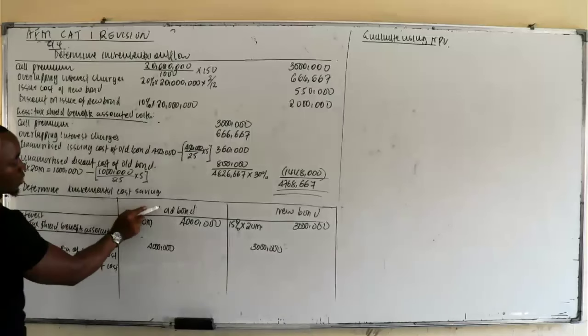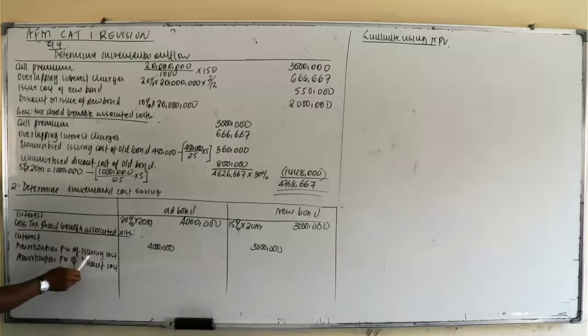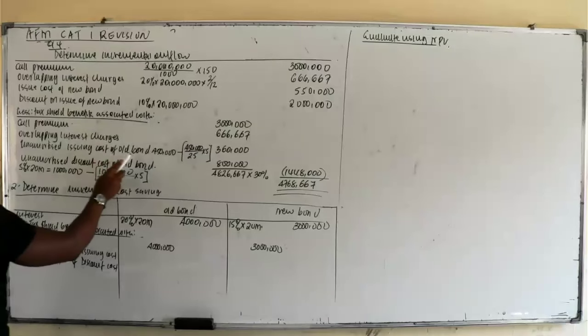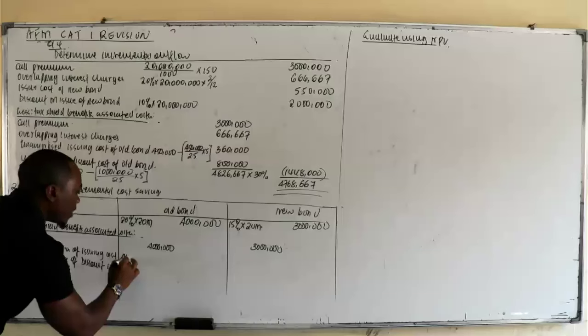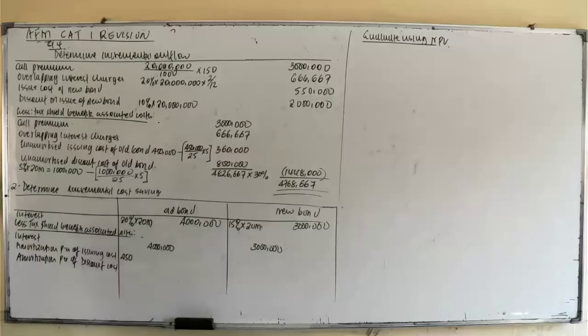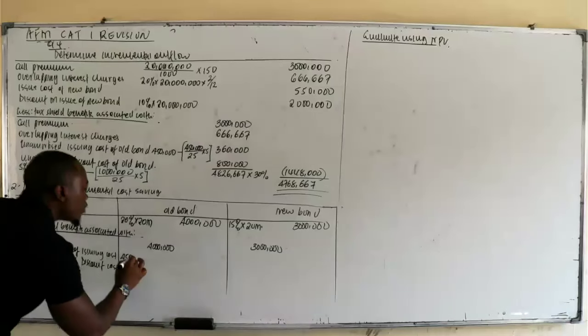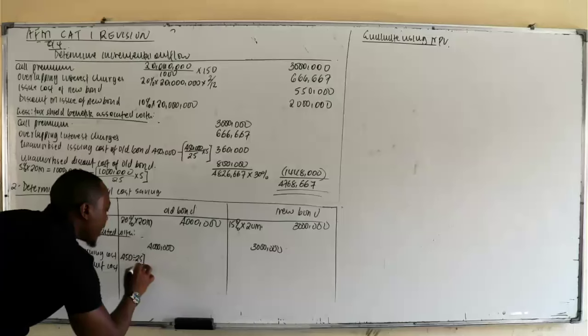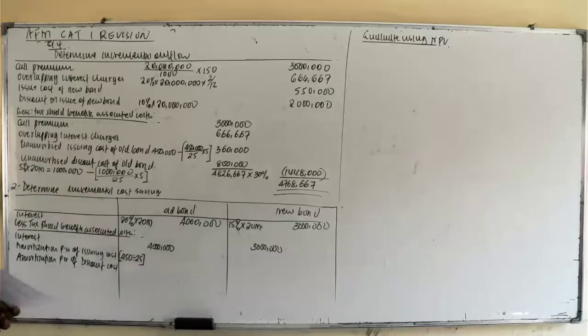Now let's start with the old bond. The issuing cost of the old bond was how much? It is all here, everything is here. How much was the issuing cost of the old bond? The issuing cost of the old bond was 400 and then we are supposed to amortize for how many years? It was for 25 years so that we get amortization per annum.